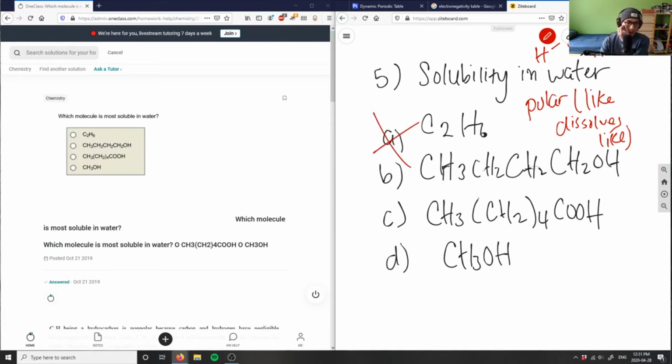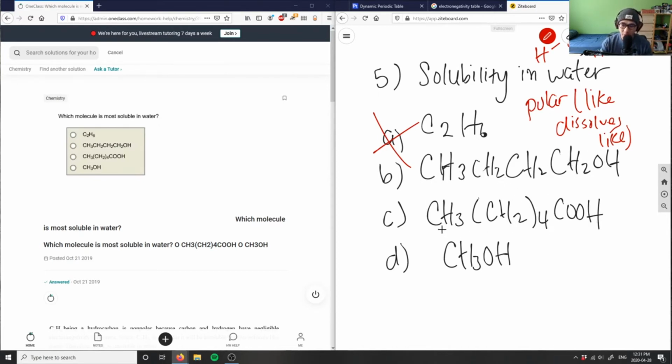Looking at B here, I have CH3, CH2, CH2, CH2 with a hydroxyl group at the end. So I believe this is butanol. Butanol could be soluble in water because it's a polar molecule, right? I have OH here, and the electronegativity difference between the oxygen and the carbon and hydrogen makes it polar. So it would dissolve in water.